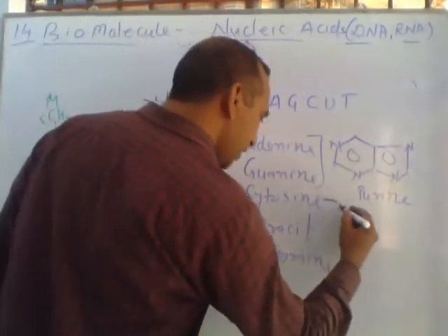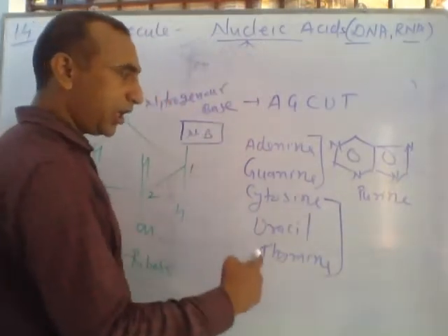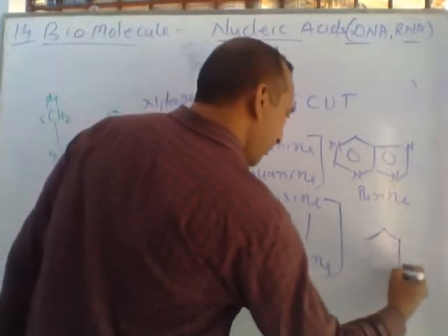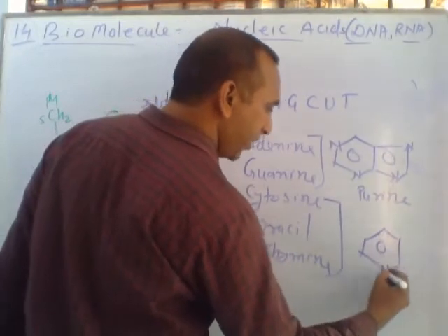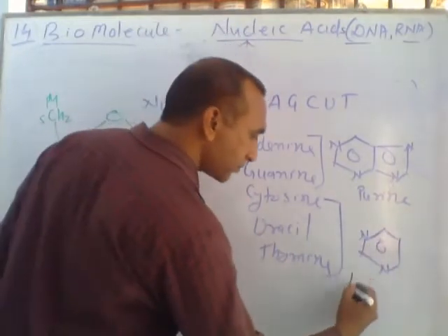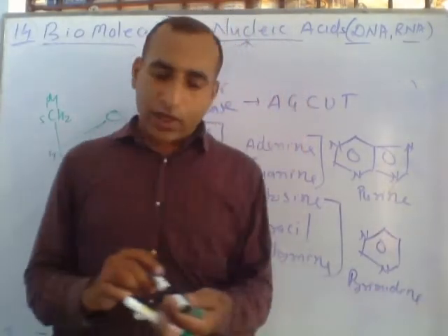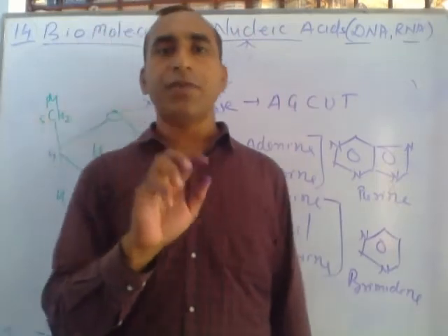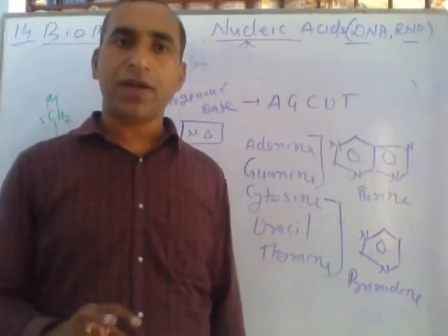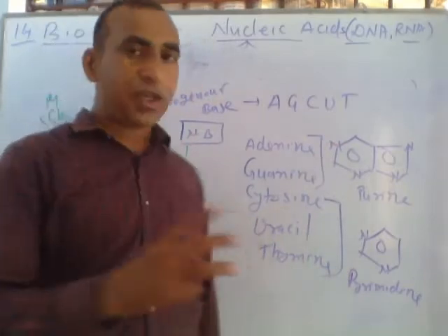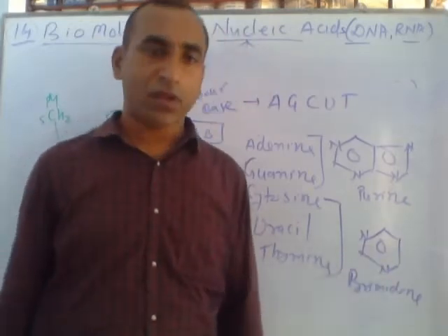The other 3 nitrogen bases, cytosine, uracil and thymine, have only this type, the pentacyclic ring removed from here and here. This compound is called pyrimidine. So there are total 5 nitrogen bases. A and G belong to the compound called purine, and the remaining 3 nitrogen bases belong to the compound called pyrimidine.